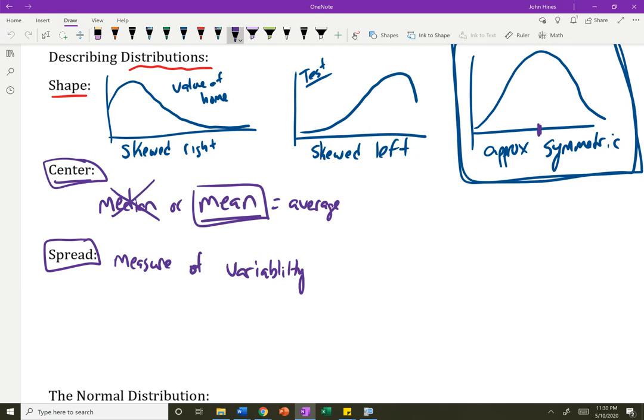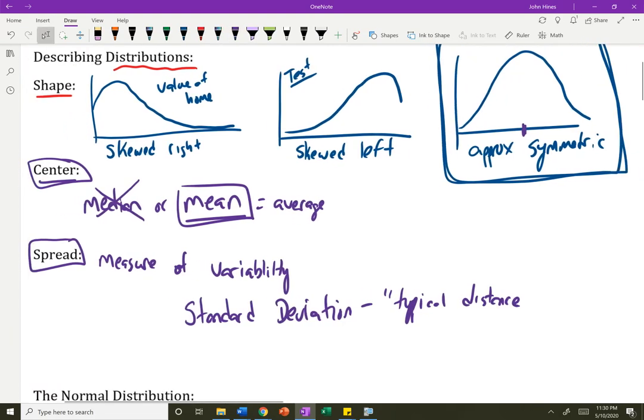The way that we measure this variability is this value called the standard deviation. So it's the standard deviation. And what this value represents is your typical distance from the mean. The typical distance I am from the center. On average, how far am I from the average, the typical distance from the mean?